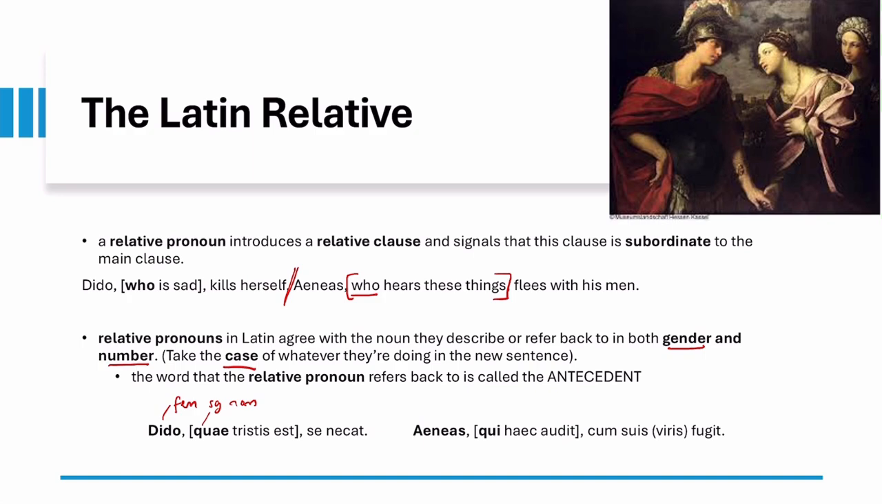And similarly, Aeneas, qui haec audit, who hears these things. He is masculine and singular, and he is nominative in both clauses here. But he doesn't necessarily have to be. We could have had Aeneas, whom Dido saw, in which case he would then be accusative in his relative clause. So this gives you an example of different sentences, including your relative pronoun, and these are your relative clauses, the ones in the square brackets.